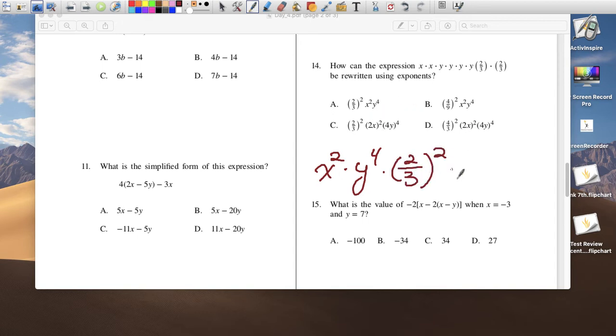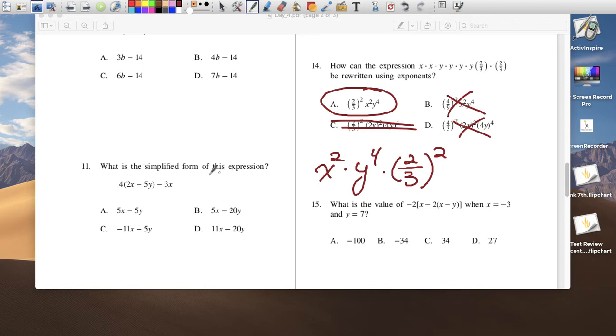Is there anything that looks like this? No. Well, using exponents, right? So I don't know where this 4/3 comes from. Garbage. 4/9, garbage. It's either A or B. So it's x to the 2nd and y to the 4th. So definitely here. I don't know what's going on here, so that's also garbage.